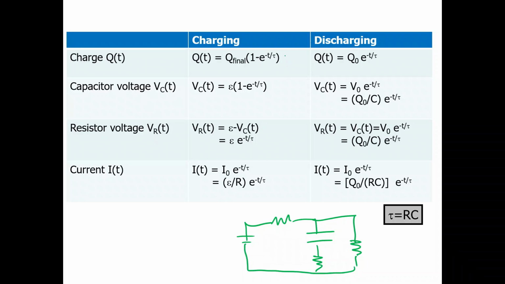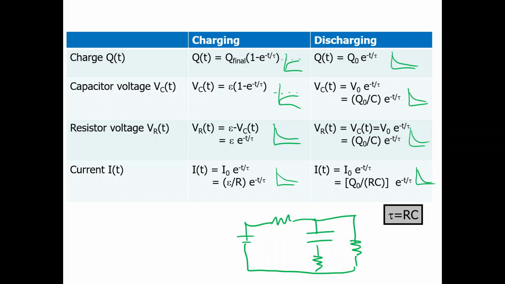So while you're charging, your charge is going to increase towards an asymptote. Your voltage across your capacitor is going to increase towards an asymptote. Your voltage across your resistor is going to decrease towards 0, and your current overall is going to decrease towards 0 in the branch with your capacitor. While you're discharging, your charge is going to decrease towards 0. Your voltage of your capacitor is going to decrease towards 0. Your voltage of your resistor is going to decrease towards 0. And your current is going to decrease towards 0.